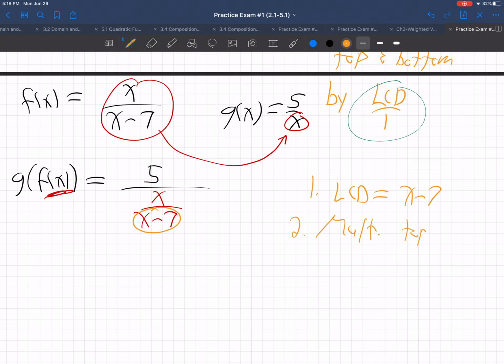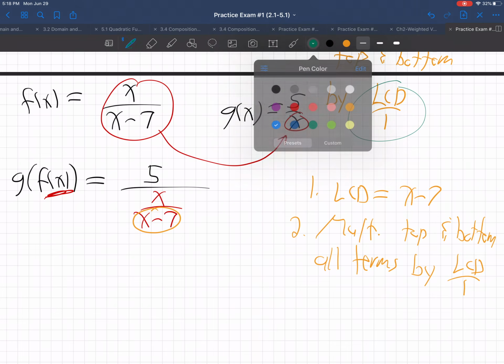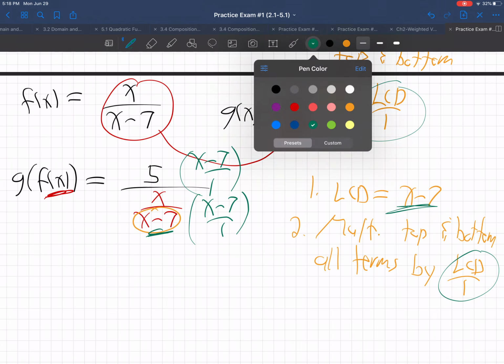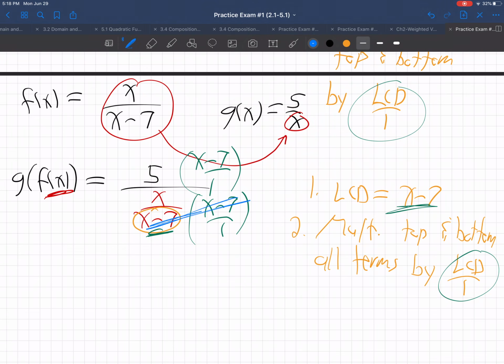And now that's step 1, step 2: multiply top and bottom, all terms, by LCD over 1. So I'm going to multiply top and bottom by x minus 7 over 1, right? LCD over 1, and the LCD is x minus 7 because that's the only item under a little bar. So what happens? These cancel. On the top, we have 5 times x minus 7, right? These guys are just multiplied because they're both in the top. On the bottom, these guys canceled, and we just have x over 1, or just x.